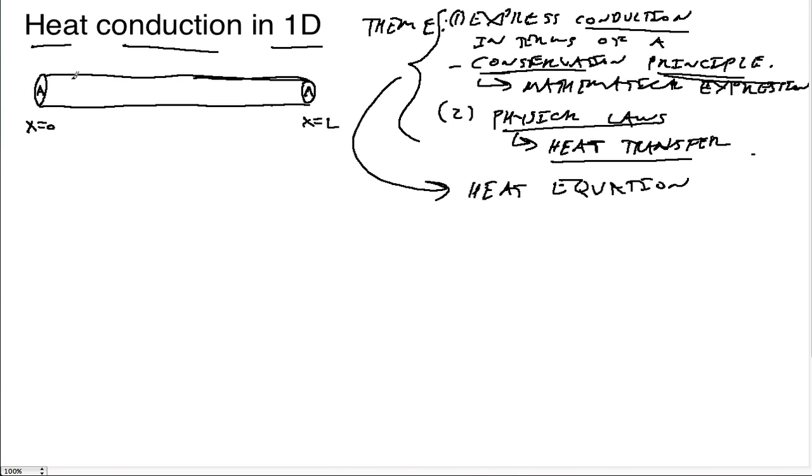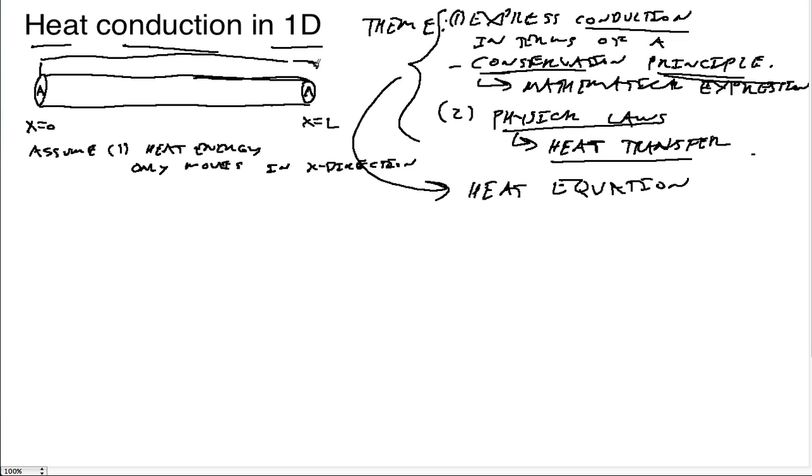And likewise, we're going to assume something about how heat transfers. We're going to assume heat energy only moves in the x direction. What we mean by that is we're going to put a perfect insulator around this rod, and we're going to put the same insulation on the bottom there. The idea here is that we can have some heat transfer going side to side, but nothing else. So this will truly be in one dimension.